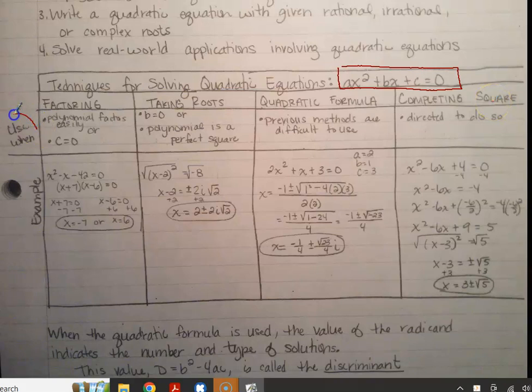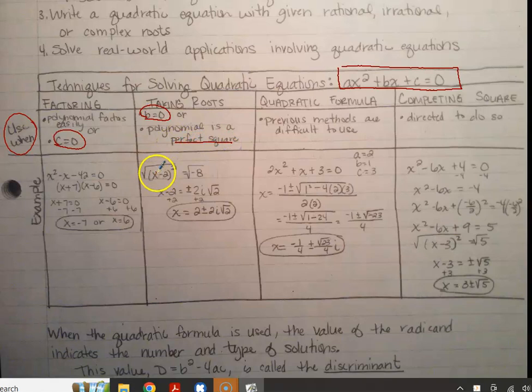We have a "use when" row, so when we should use these, and then we have our example row, so you can see it worked out. For factoring, we want to use it when the polynomial factors easily, or if c equals 0. It's a perfect time to use factoring. Taking roots, when b is equal to 0, or the polynomial is a perfect square.